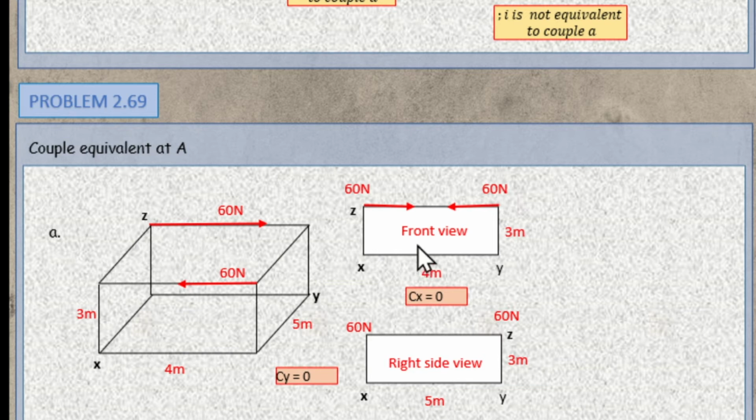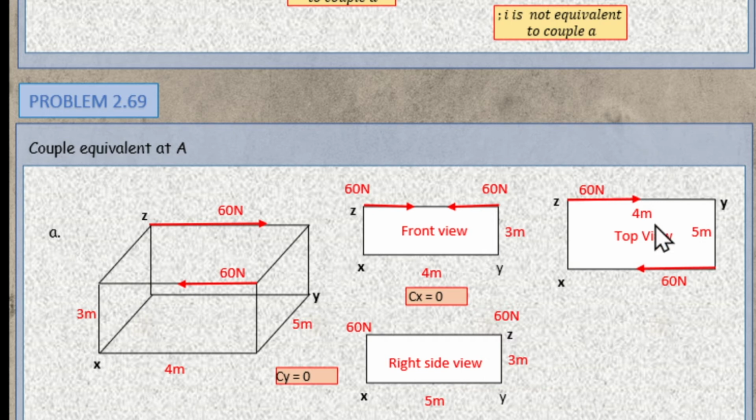And now, let's find our couple at Z. For our couple at Z, we are going to look at its top view. This is our 60 Newton. This is 5 meter. And this is 4 meter. Based on this figure, do you think we have a value for our couple at Z? As you can see, these forces are non-collinear forces, since, as we defined, non-collinear forces do not lie on the same line. So since these are non-collinear forces, we have a value for our couple at Z.